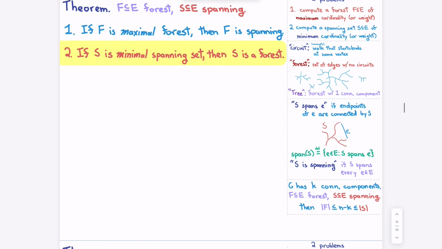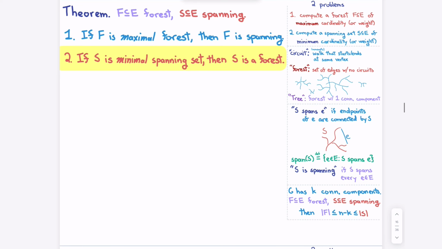How about the second side? If S is a minimal spanning set, then S is a forest.